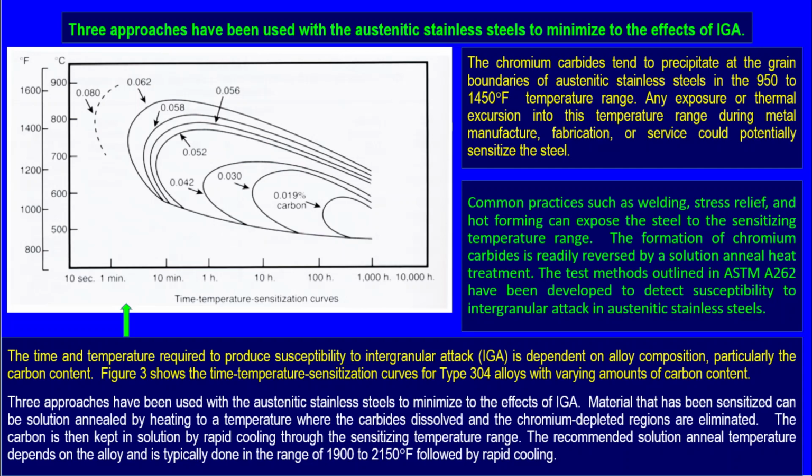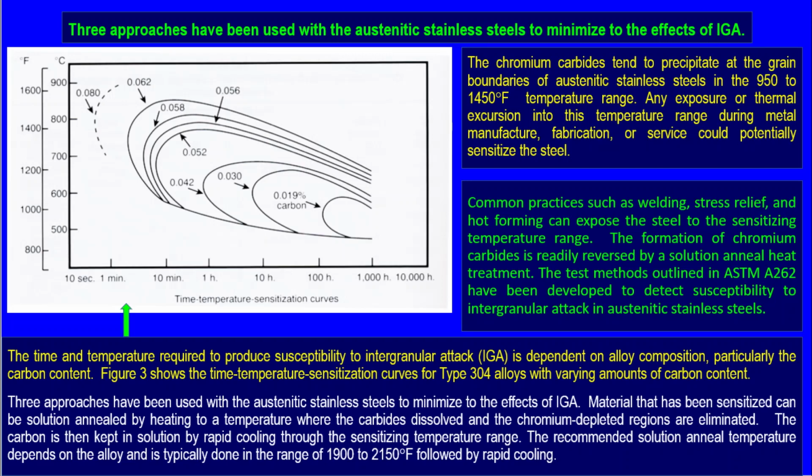The test methods outlined in ASTM A262 have been developed to detect susceptibility to intergranular attack in austenitic stainless steels. The time and temperature required to produce susceptibility to intergranular attack, shortly called IGA, is dependent on alloy composition, particularly the carbon content. Figure 3 above shows the time temperature sensitization curves for type 304 stainless alloys with varying amounts of carbon content.